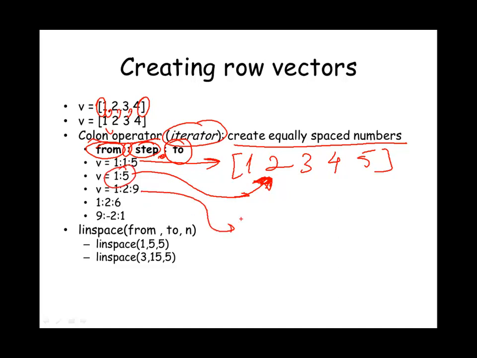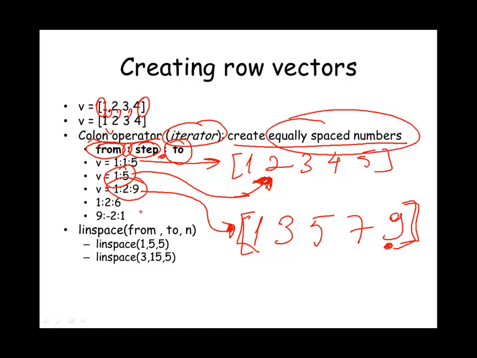In the third example, we have a step size of 2, so we will start from the lower bound, go 2 by 2, so we will get 1, 3, 5, 7, 9. Once you hit the upper bound, you will stop enumerating. So writing 1 step 2 all the way to 9 is equivalent to writing out this entire vector explicitly. Colon operator helps you write equally spaced numbers.